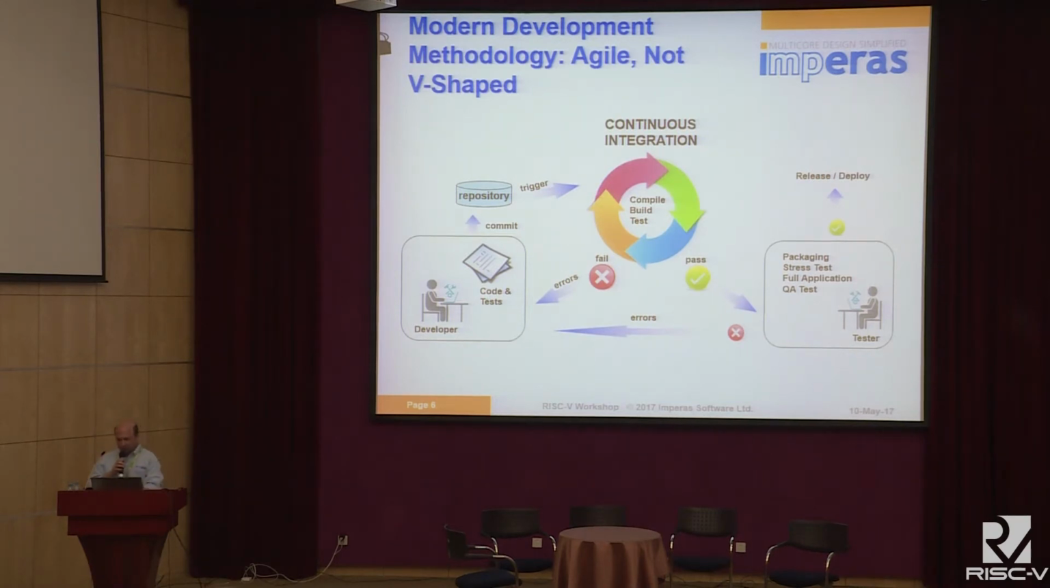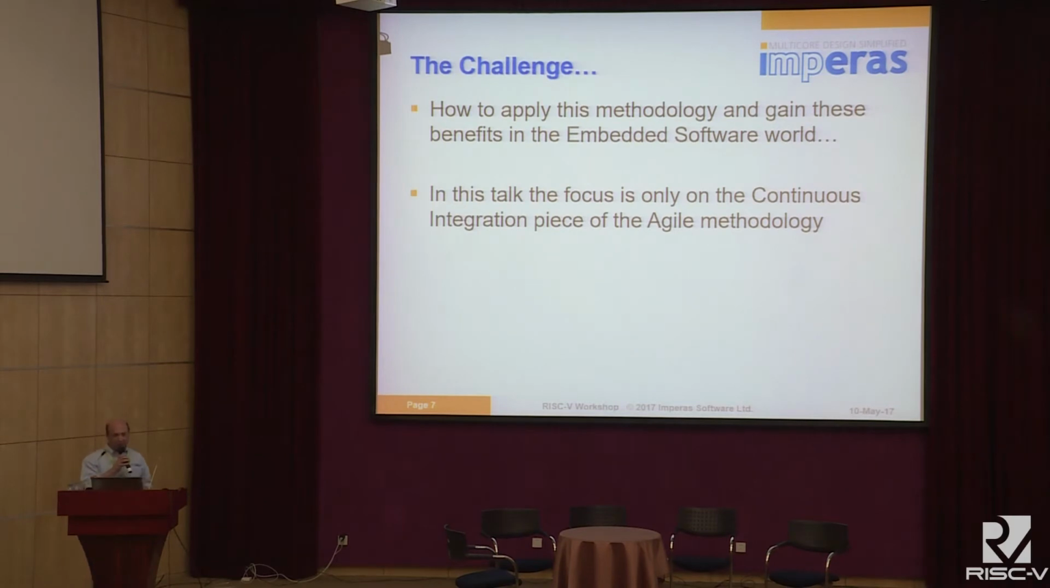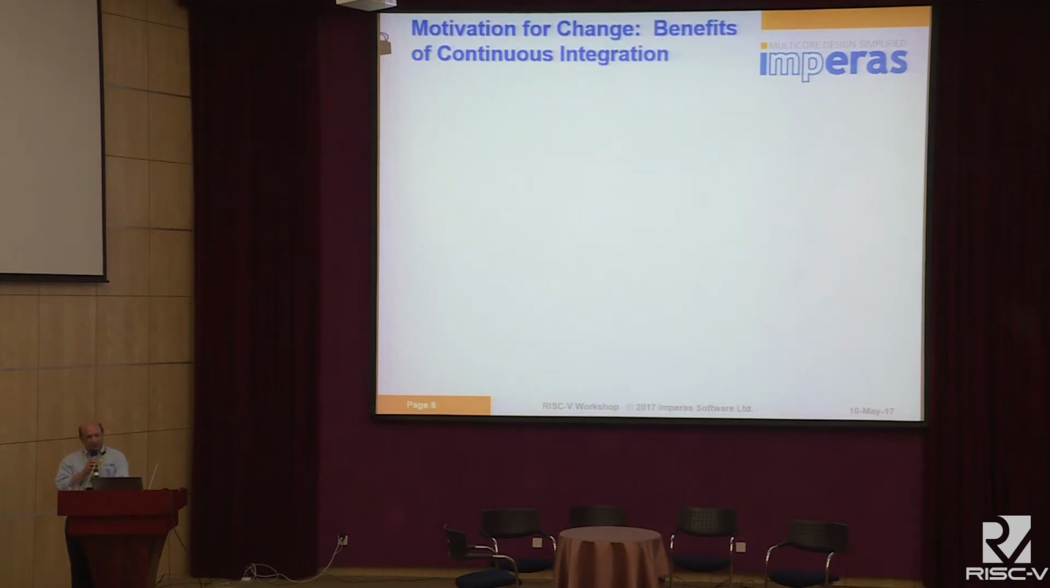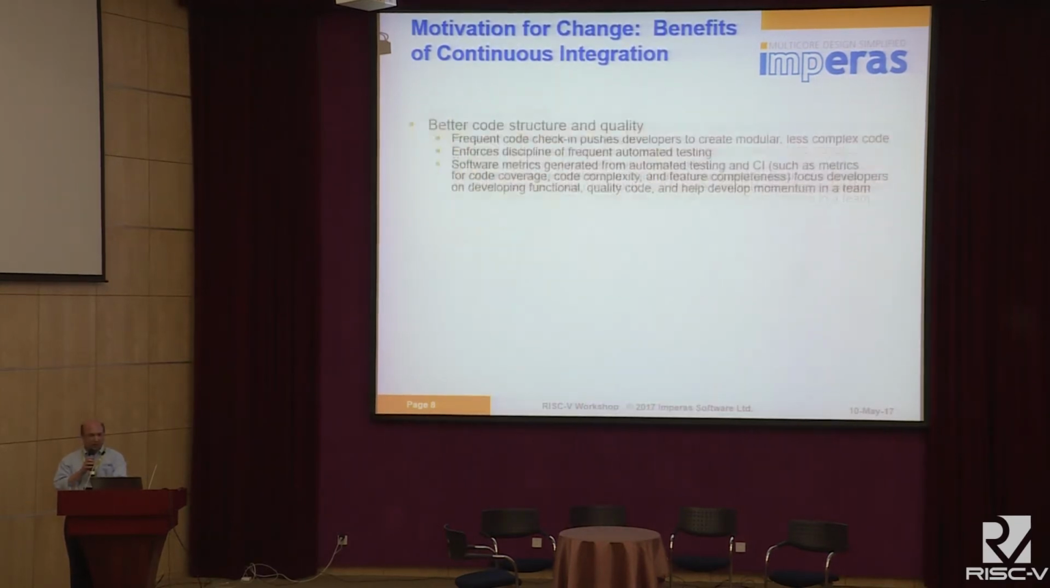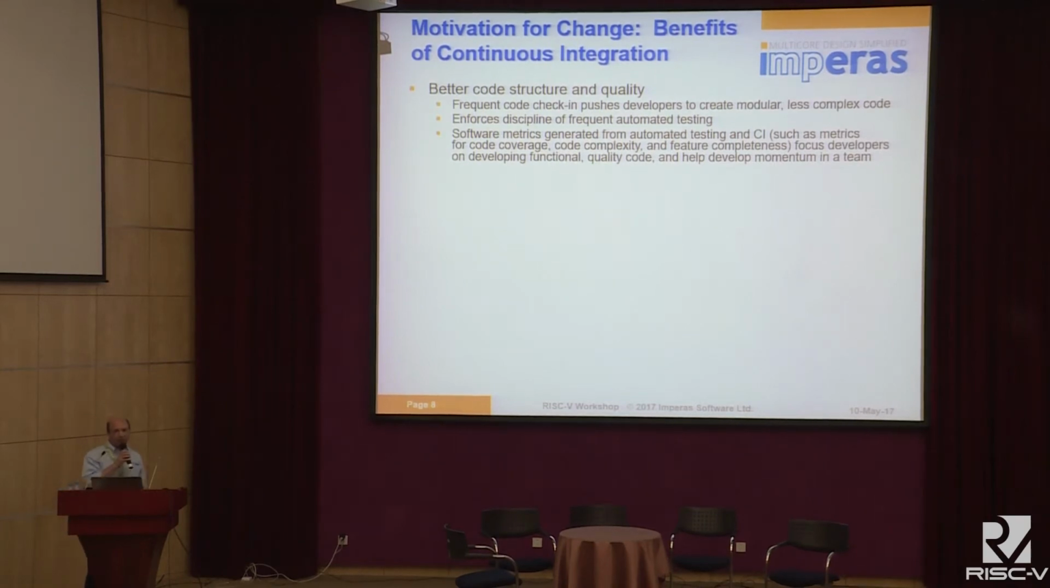For this talk, what we're going to do is focus on the continuous integration piece of the agile methodology. So again, not going to talk about jumping in with everything. So, motivation for the change and benefits of continuous integration. One of these benefits is better code structure and quality. With continuous integration, the whole idea is that on a regular basis, the software engineers are checking in code, and when they check in code, it automatically builds. And when it automatically builds, it automatically gets tested.